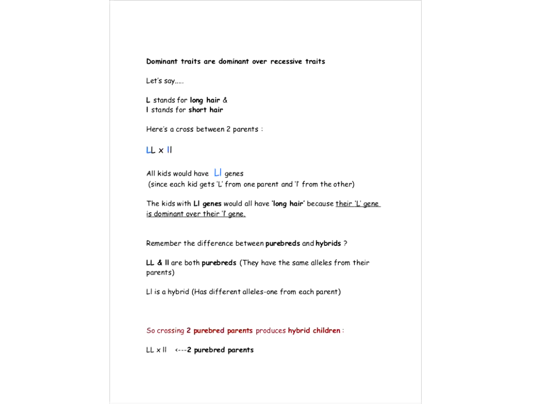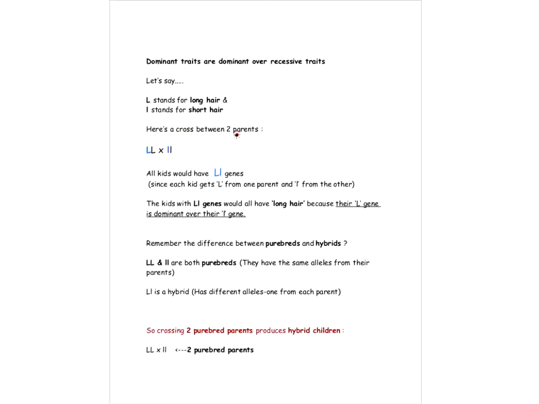Now we're getting into stuff that's a little bit more complicated, so you've got to pay attention here. Dominant versus recessive traits. We're assuming here that long hair is dominant over short hair in some creature. We're going to say capital L stands for long hair. Why do we choose capital L? Because it's the dominant trait. We're saying it's going to be dominant over short hair, and that's why we've got a small l for short hair.